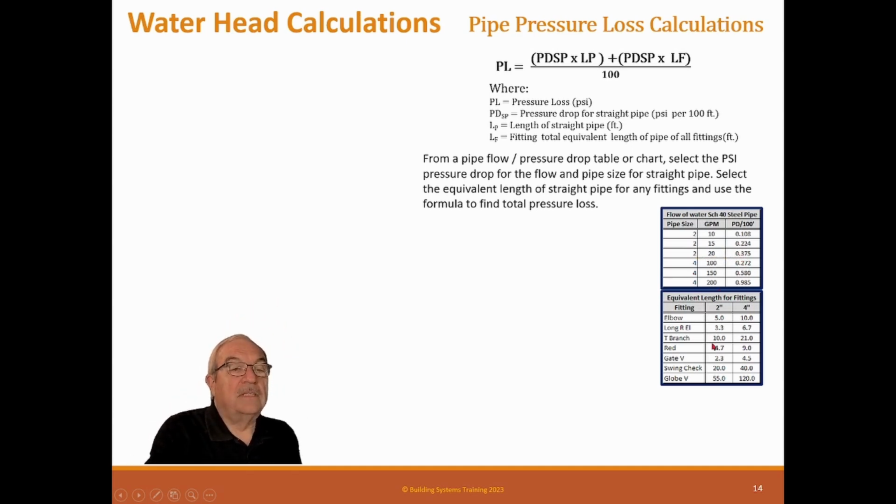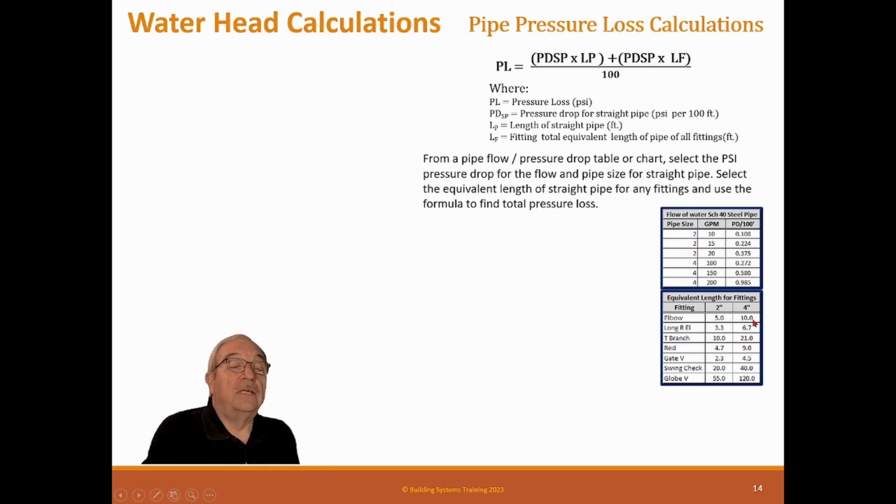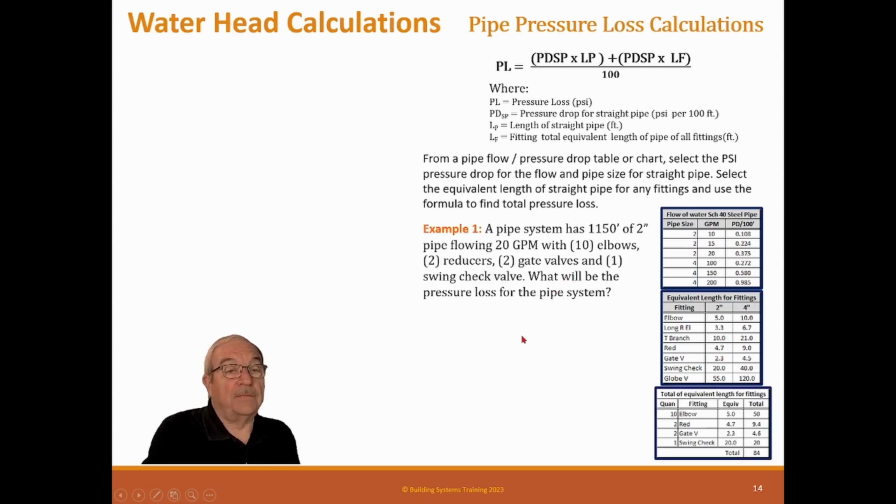Now the fittings, this is a fitting table. You also need a fitting table. There are all kinds of those, and Carrier has those in their Carrier manuals. But basically, this is 2-inch pipe and 4-inch pipe, and this is an elbow. You can see at 2-inch, this is equivalent length, so 5.0, and this is 10 feet. So if you have a 4-inch elbow, it's equivalent to 10 feet of pipe. All these fittings are listed as equivalent feet of pipe. So let's do an example.